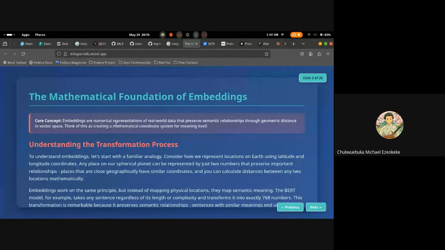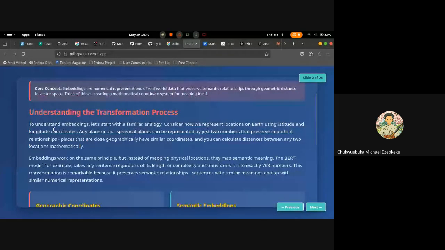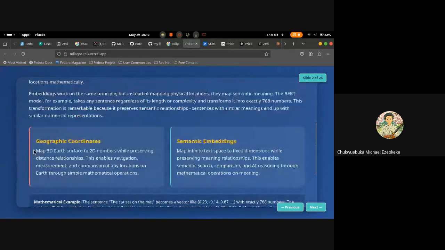So let me just use an example. I try to compare the mathematical concepts of longitude and latitude to embeddings. The way we represent locations on Earth, we use latitude and longitude coordinates. So we already know that any place on our planet can be represented by these two numbers. Now, embeddings work on the same principle, but instead of mapping physical locations, they map semantic meaning.